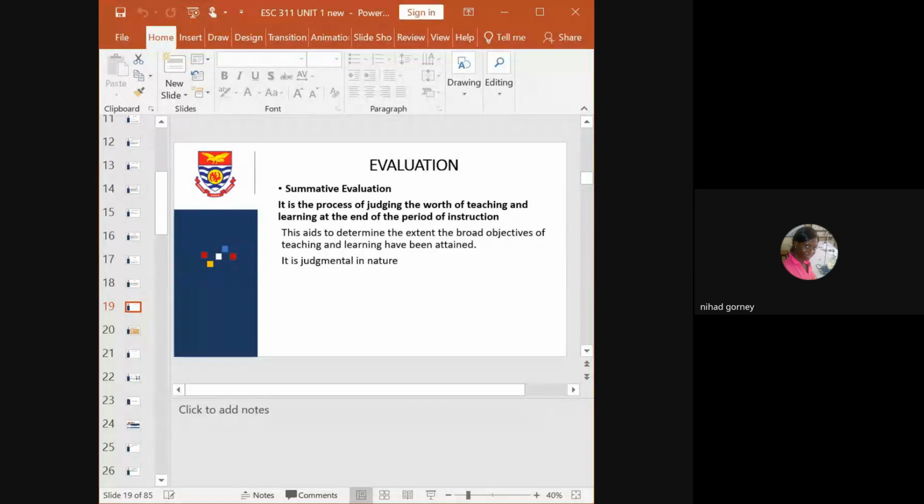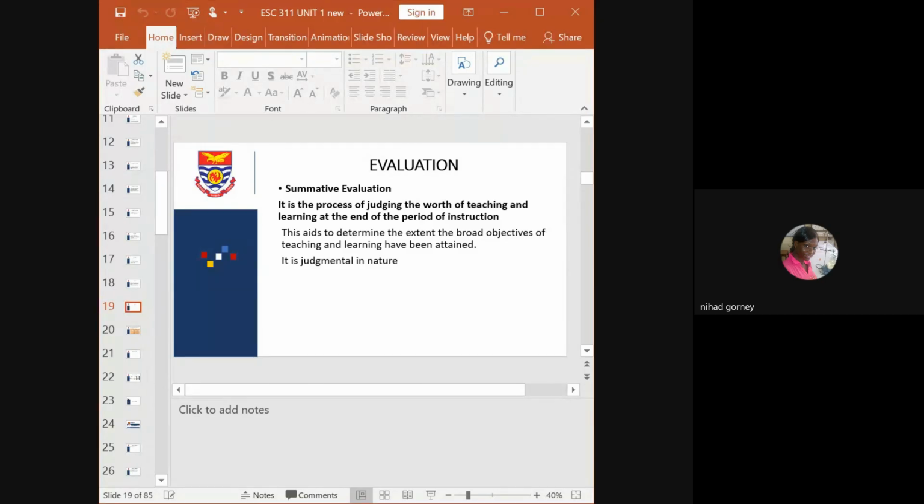So I want to go back again. When I talk about formative, we want to look at evaluating, helping the effectiveness of teaching and learning, because it is within the period. So it will help us to look at our weaknesses and then quickly work on them.